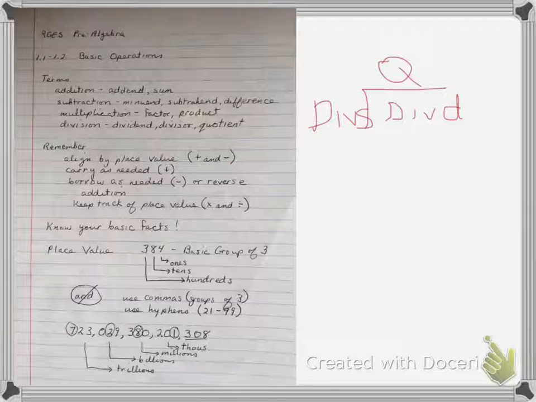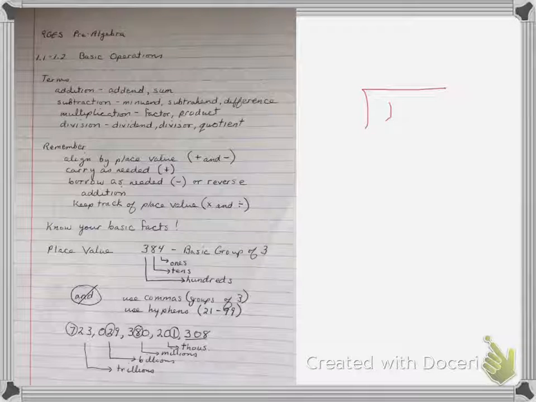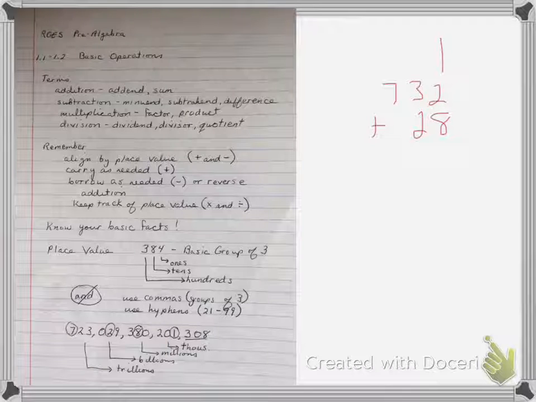Some basic rules to remember: when you're working with addition and subtraction, make sure you align by the ones place. That would be if I'm adding 732 plus 28. I am aligning to the ones place before I begin, if it were written horizontally or something. You want to carry as needed for addition. You want to borrow as needed for subtraction, or you may want to try a new technique called reverse addition. I will show you that when we get to it.